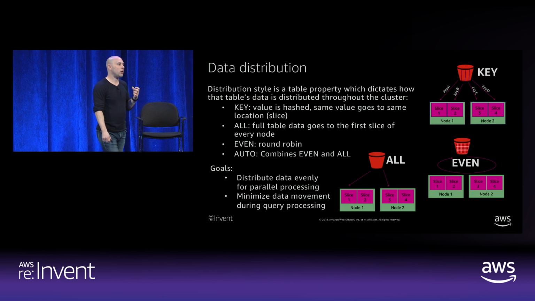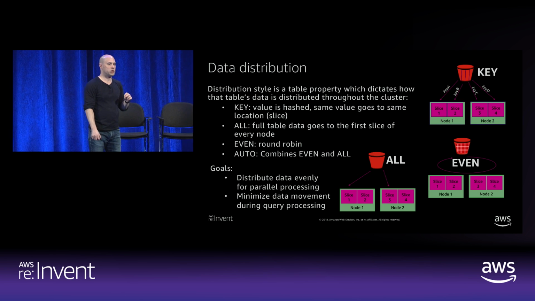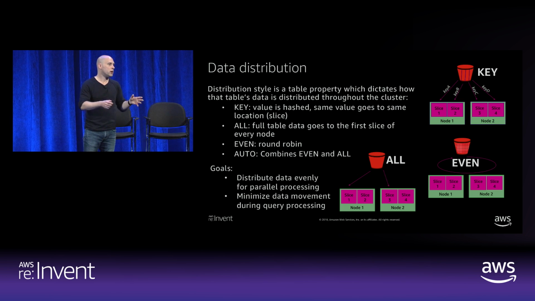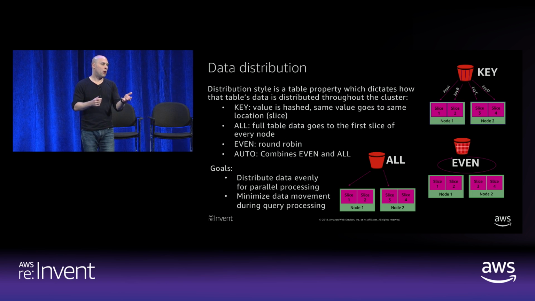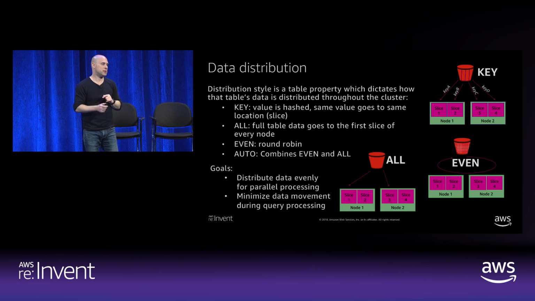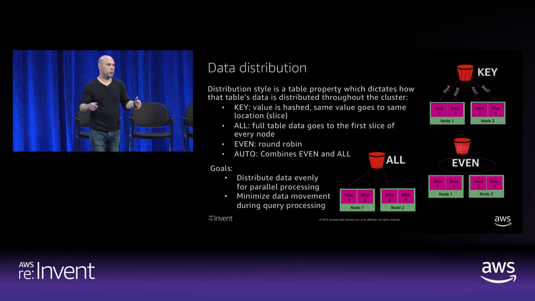And distribution style auto is the new default in Redshift. So all new tables going forward are going to be created with this if you don't specify something. What it does is it combines even and all together so that small tables start out as a dist style all, and when they reach a certain size, they switch to distribution style even automatically and are rewritten.